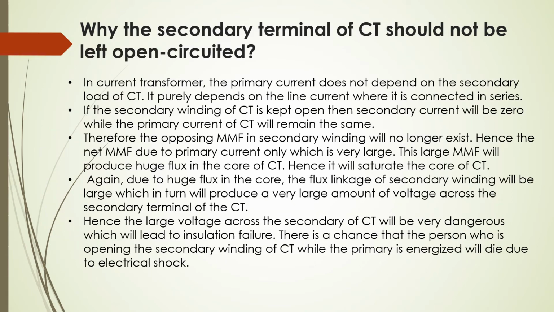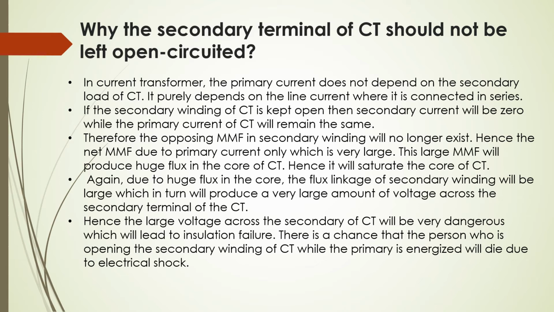Why should the secondary terminal of CT not be left open circuited? In a current transformer, the primary current does not depend on the secondary load of CT. It purely depends on the line current, where it is connected in series. If the secondary winding of CT is kept open, then secondary current will be zero while the primary current of the CT will remain the same. Therefore, the opposing MMF in the secondary winding will no more exist.